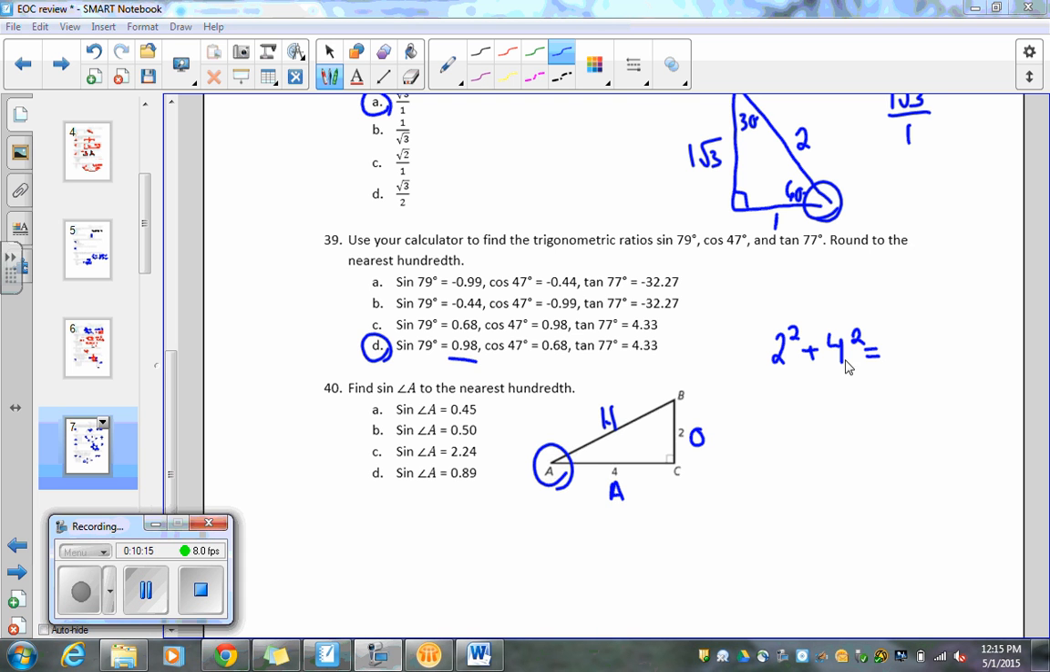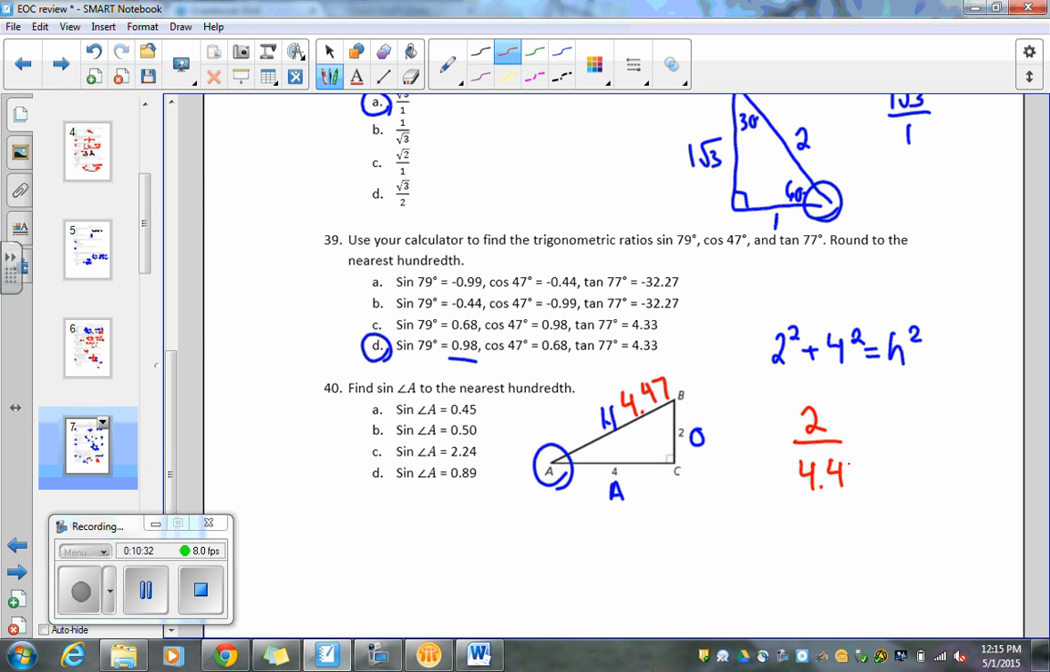And so I get my hypotenuse. My hypotenuse ends up being 4.47. So my sine A would be 2, which is my opposite, over my hypotenuse, 4.47. So 2 divided by 4.47 gives me an answer of 0.45. There's my answer. So 40 is A. All right, that's the end of video 3. Thank you.